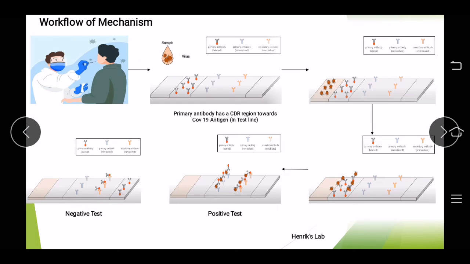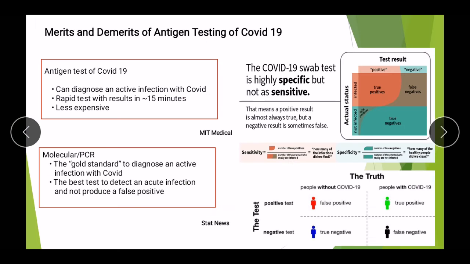Now we'll move further on to the merits and the demerits. Among the merits of antigen testing of COVID-19, it can diagnose an active infection, as I mentioned in the second slide. The results are available within 15 minutes, and it is less expensive. These are the major merits as compared to molecular PCR or the antibody test.